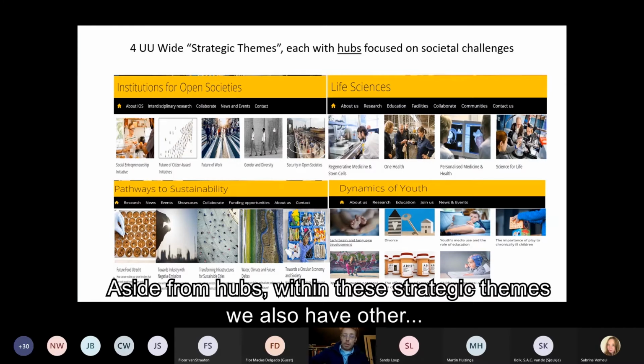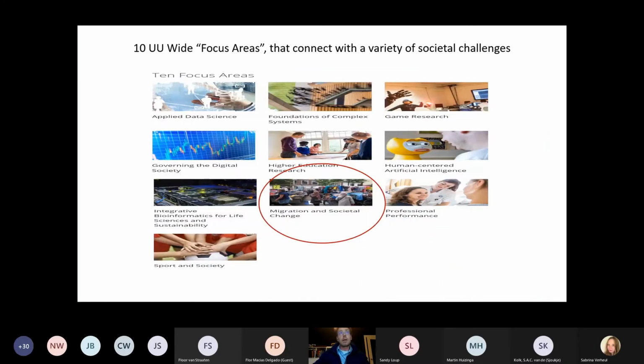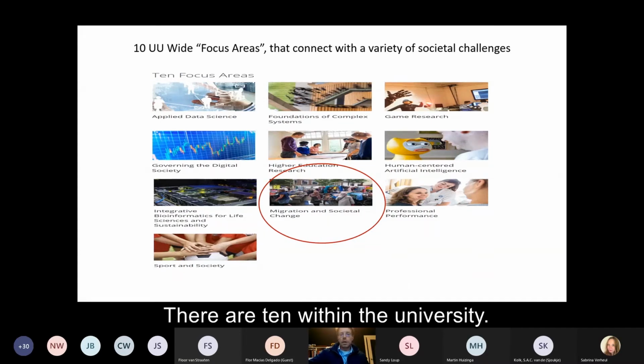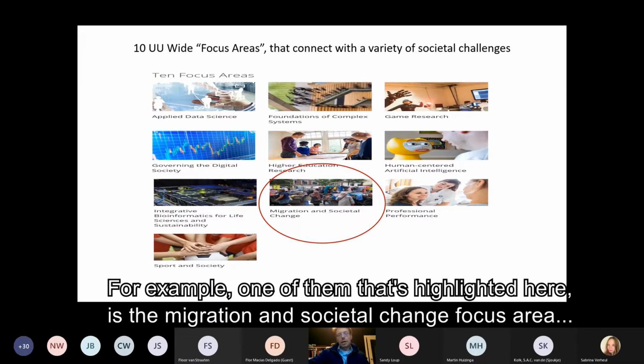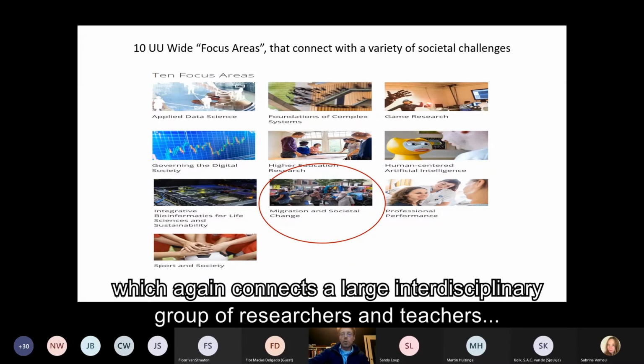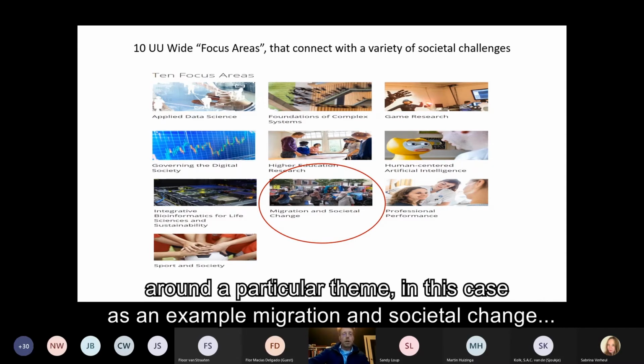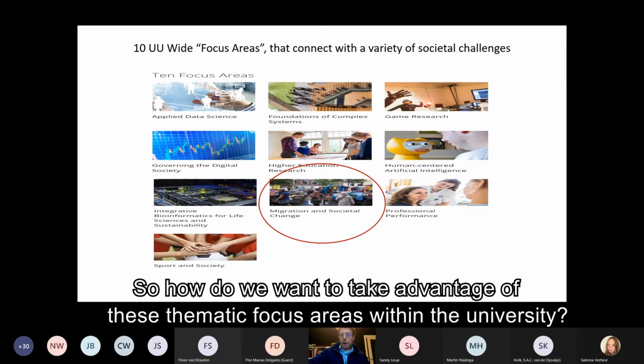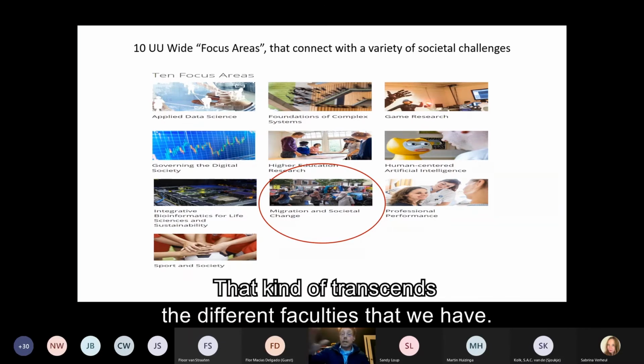Aside from hubs within these strategic themes, we also have other more loosely related, what we call focus areas. There are 10 within the university. For example, one of them, highlighted here, is the migration and societal change focus area, which again connects a large interdisciplinary group of researchers and teachers around a particular theme. In this case, migration and societal change, where we're actively collaborating together. And so how do we want to take advantage of these thematic focus areas within the university that transcend the different faculties that we have?